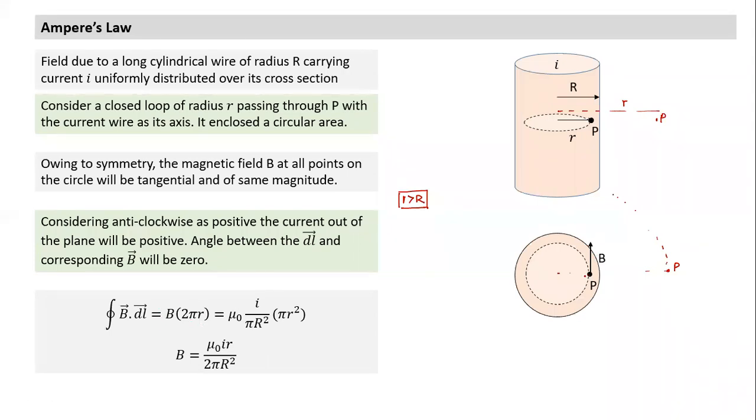We have to take a circular loop passing through point P. Hence the radius of the circular loop will be equal to the distance of the point from the center, which is equal to R. Then we take the direction, again anti-clockwise, and this is the B vector. B is always tangential. When we integrate, we have to integrate this term. What would B dot dl come to for this point now? Will it come to the same value, or a different value?